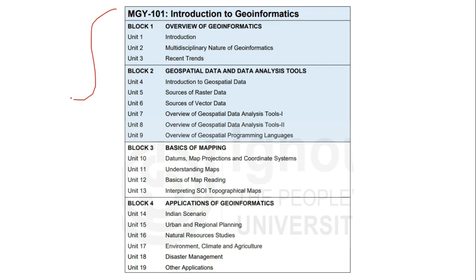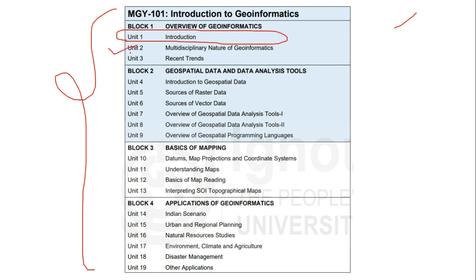So today's topic is going to be the multidisciplinary nature of geoinformatics. So you don't get confused about where I'm choosing these topics, I already covered the syllabus in a different video, and in this slide I have also pasted the screenshot of the syllabus that I'm covering. I've already covered the introduction to geoinformatics part, and in today's lecture, block 1 unit 2, the multidisciplinary nature of geoinformatics, is going to be covered.